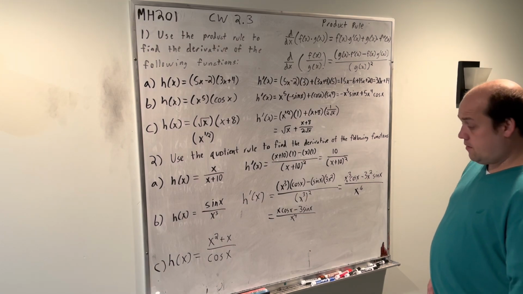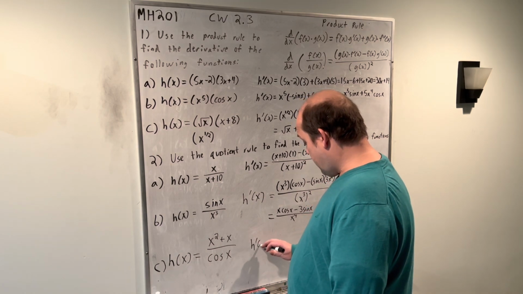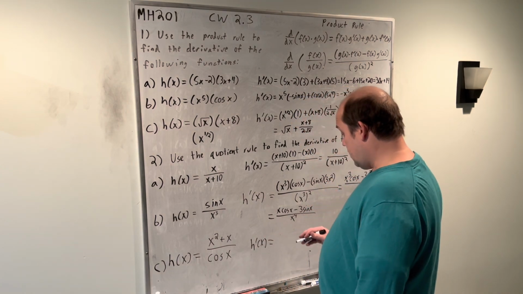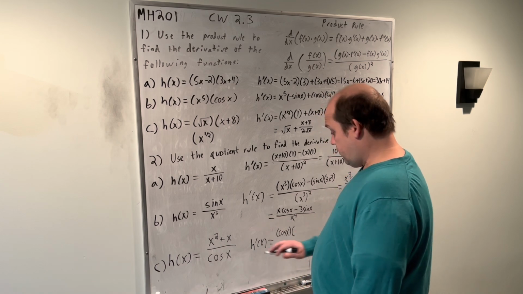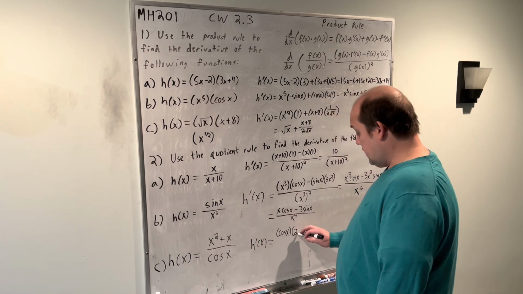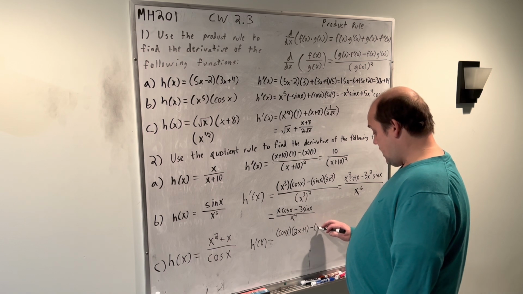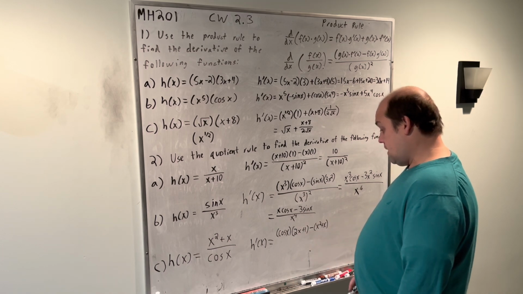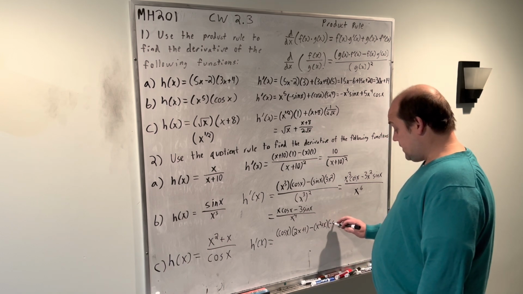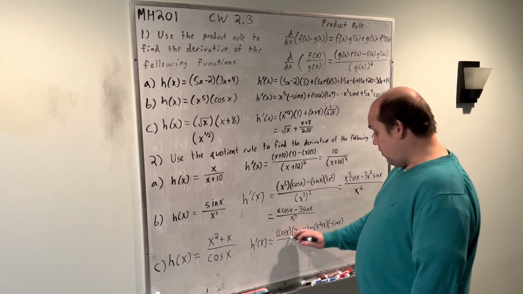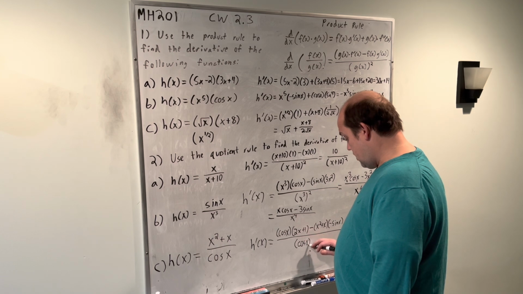All right. For this h of x, when I go to find h prime of x, I do low cosine x, d high, the derivative of x squared plus x is 2x plus 1, minus high x squared plus x. D low, the derivative of cosine x is negative sine x, all over low low, which is really cosine x squared.